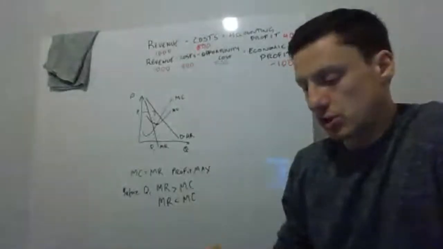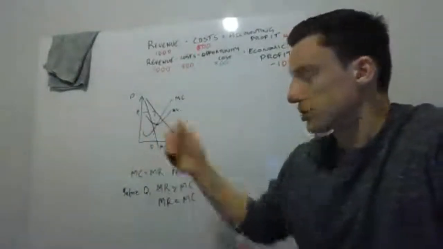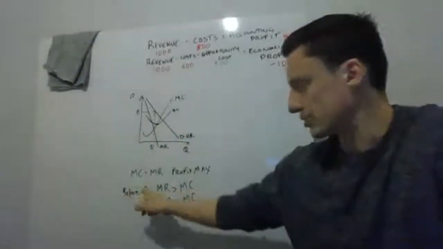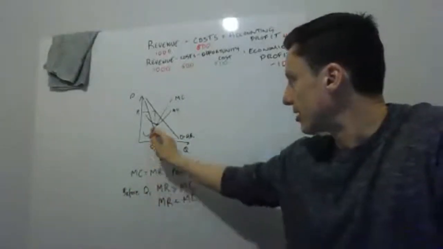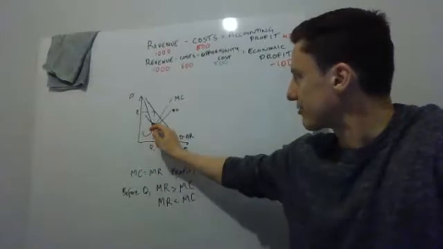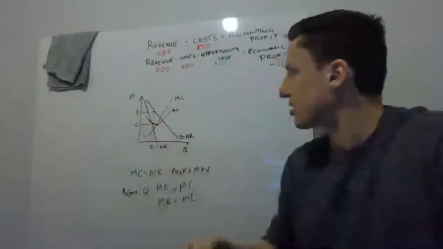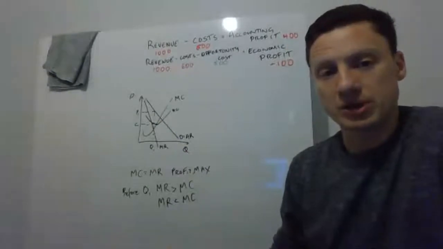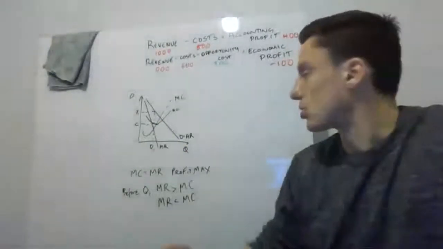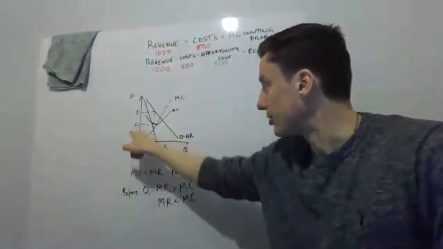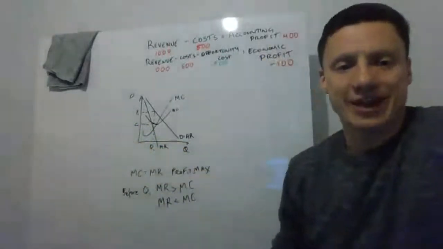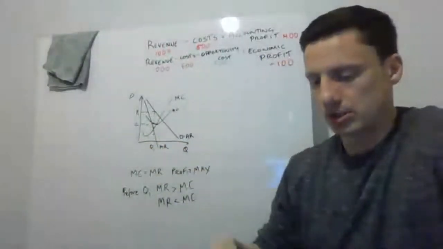To find total costs then, we know that we're producing at Q1. We know we're producing at Q1 because of this rule. We'll read up now from Q1 to the average cost curve, and we'll read across there, and that'll give us our average cost per unit. But of course, now we can find total costs because we've got average cost per unit times the quantity. That gives us our total costs.